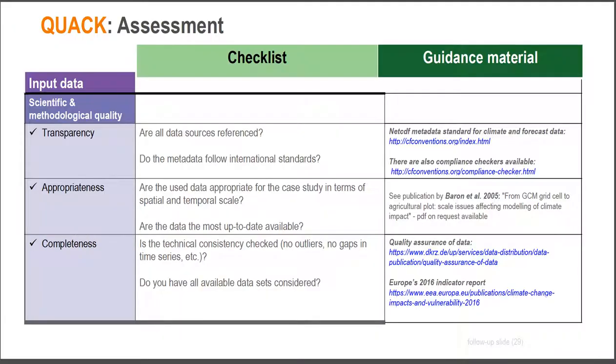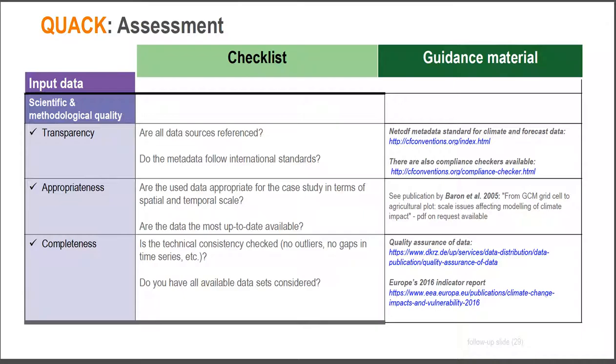For each set of indicators, there is a set of questions in the checklist, which are provided with the guidance material. So these questions are there to define each indicator. And if you read these questions, you can understand the meaning of the indicator. And if you still don't understand the questions, you can take help from the guidance material.